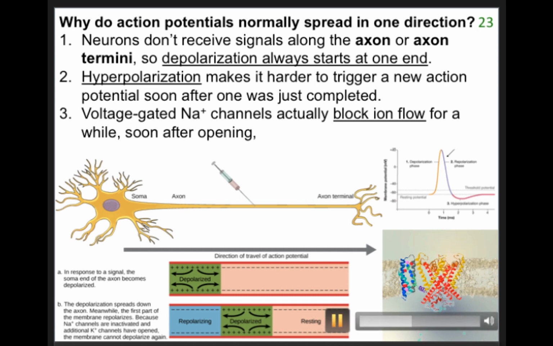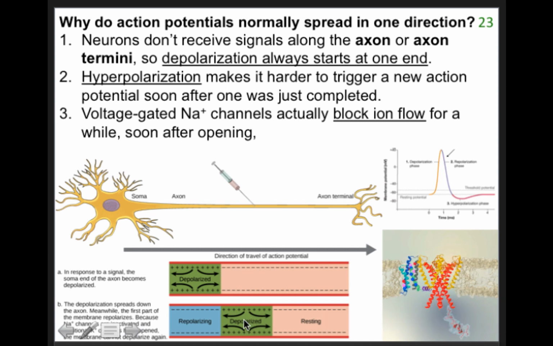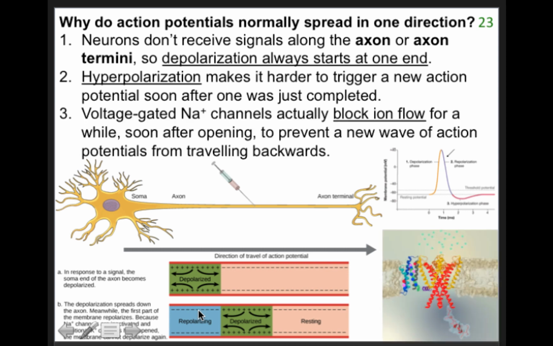Sodium ions flood in, and soon afterwards, that part of the protein closes things off, so that even if you were to depolarize this previous section up to threshold, nothing would come in. You wouldn't allow any sodium ions in, therefore you would never get the action potential bouncing back and going backwards. All right, so these are reasons why you would not get a new action potential triggered going in the opposite direction of what's normal.